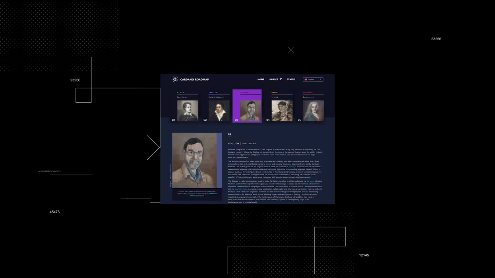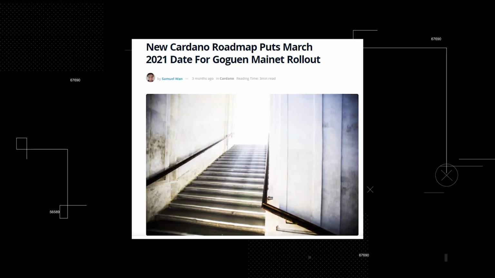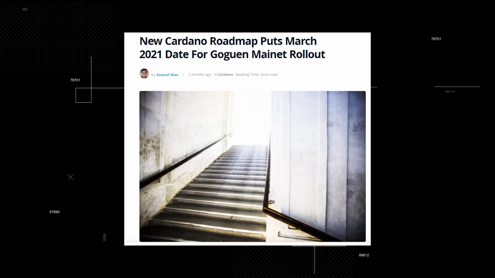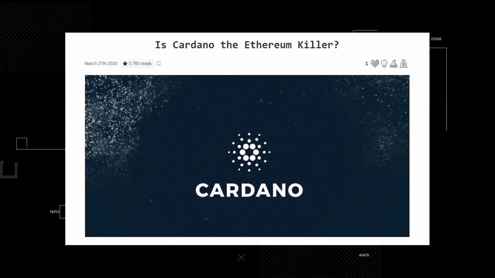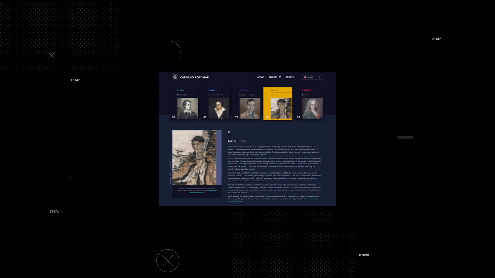Third is Goguen. This stage is expected to be launched in February or March 2021. The Goguen era will expand technical capability for developers to create decentralized apps on the platform, bringing Cardano one step closer to being a major Ethereum challenger. Fourth, we have Basho.